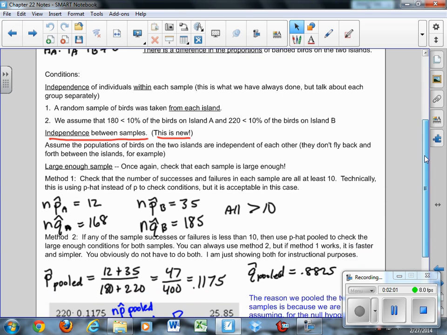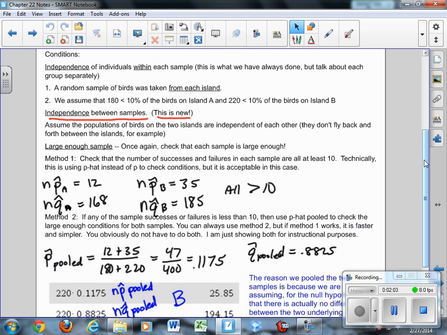Now, how do we handle conditions here? We do our usual independence conditions of random sample and less than 10%, but we need to do it for each sample separately. So we're checking for independence of the individual birds within each sample. We have a random sample of birds from each island, and we're going to assume that 180 birds is less than 10% on island A and 220 is less than 10% on island B.